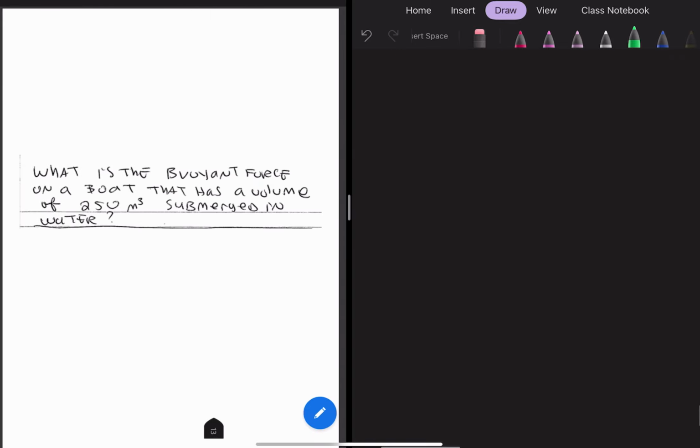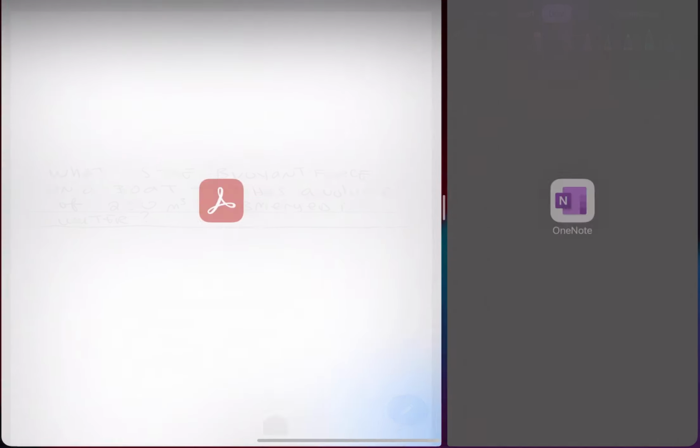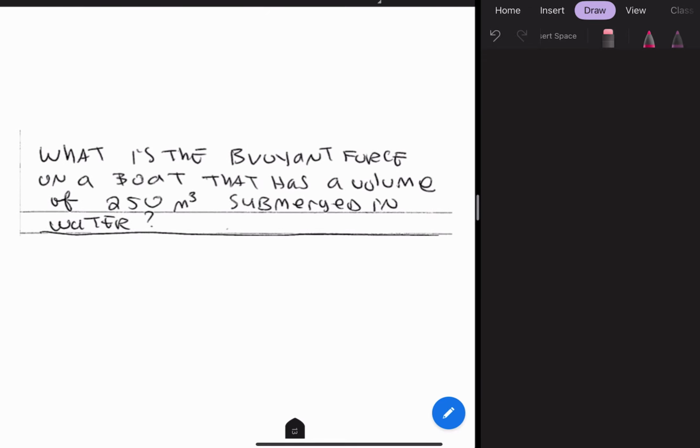So here is the next question. It says, find what is the buoyant force on a boat that has a volume of 250 cubic meters submerged beneath the water. So go ahead and pause, try to solve this one, and when you're ready, unpause.